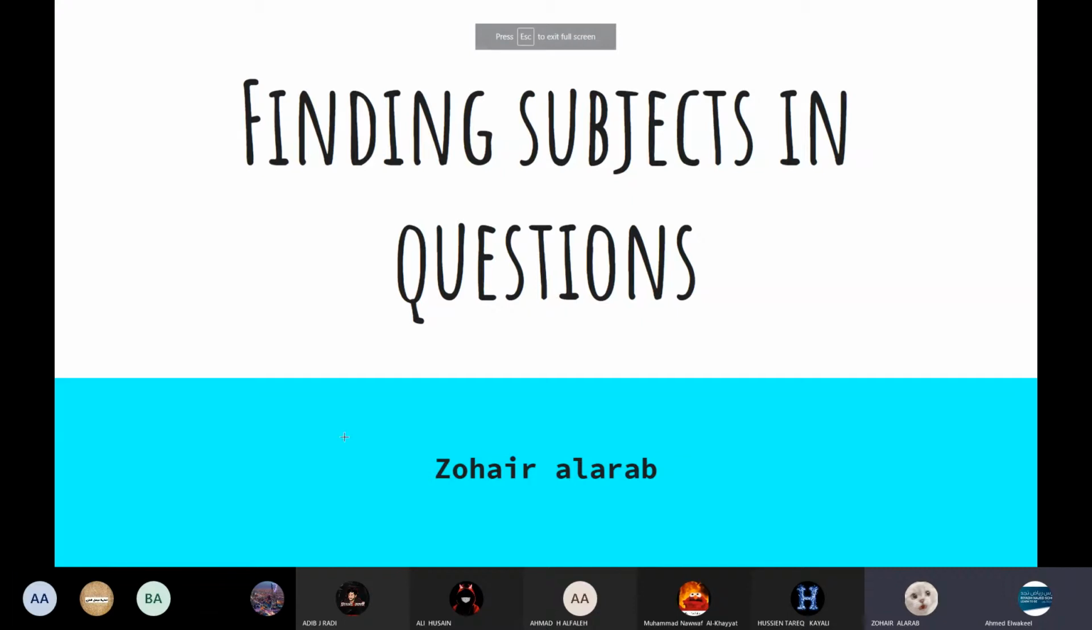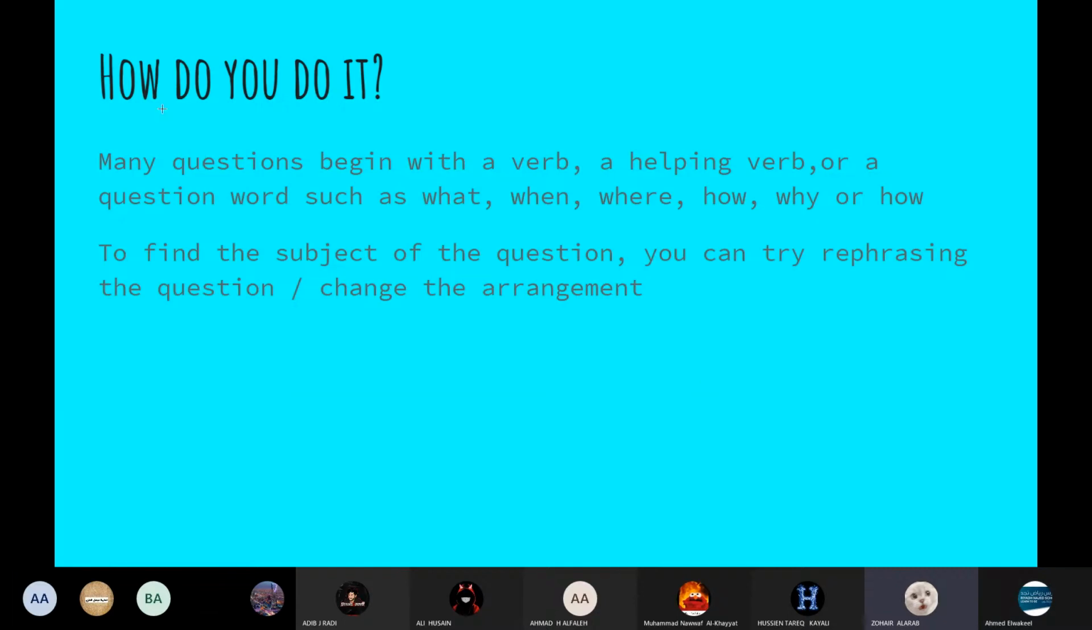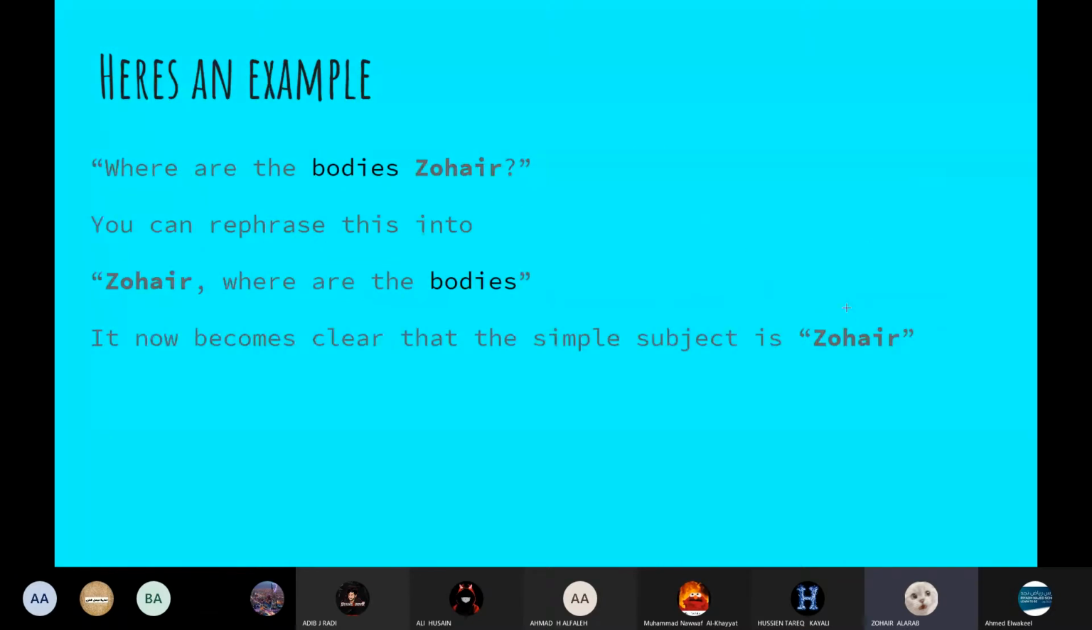Finding subjects in questions. How do you do it? Many subjects begin with a verb, a helping verb, or a question word such as what, when, where, how, or why. To find the subject of the question, you can try rephrasing the question or changing the arrangement of the words. Here's an example. Where did you hide the bodies, Zuhair? You can rephrase into Zuhair, where are the bodies? And now you can clearly see that Zuhair is the subject.